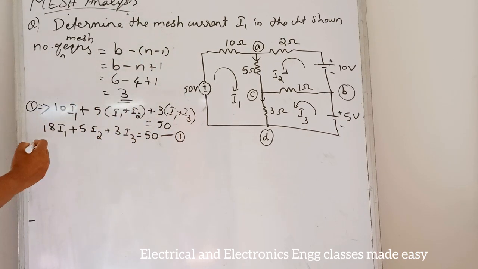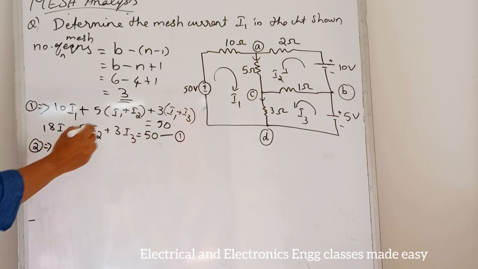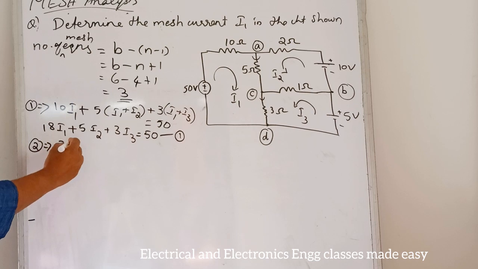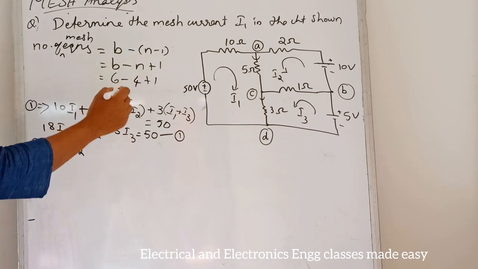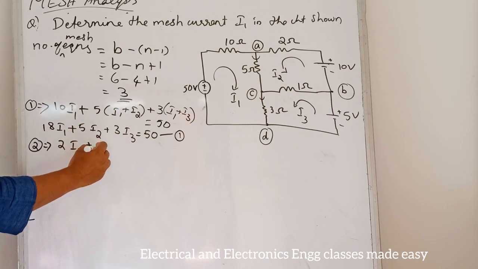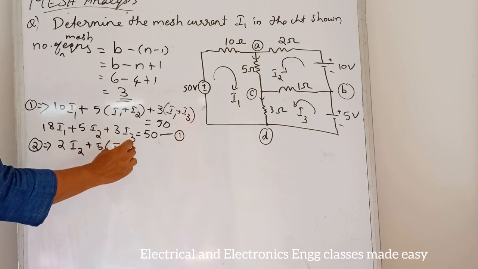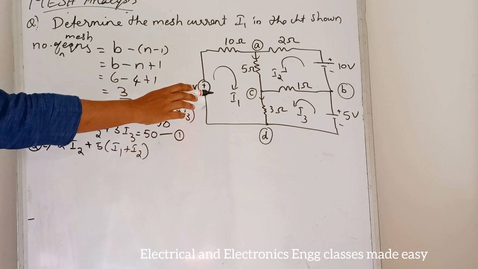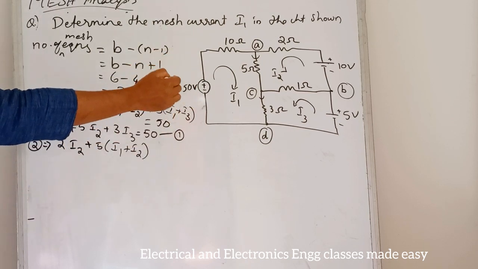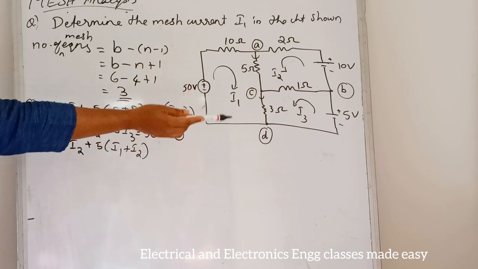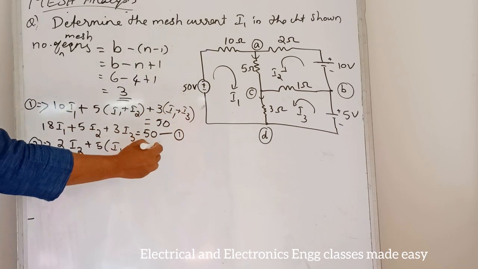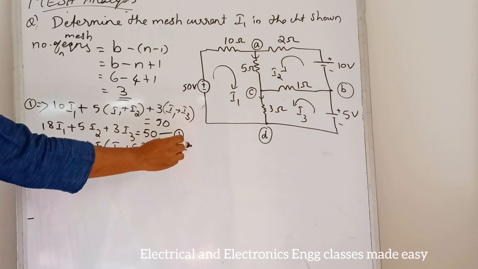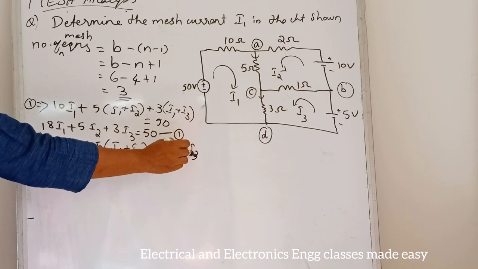Then consider the second loop. Then we get 2 into I2, plus 5 into (I1 plus I2), then through the 1 ohm resistor, I2 is flowing in this direction and I3 in the opposite direction. So we can write plus 1 into (I2 minus I3).